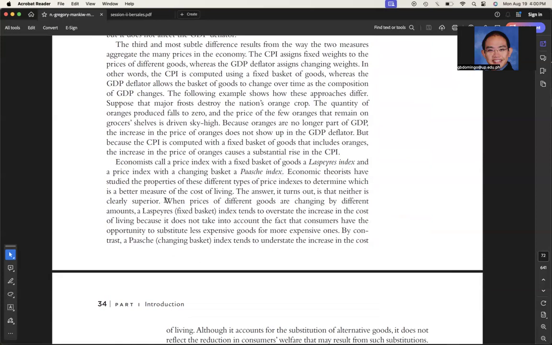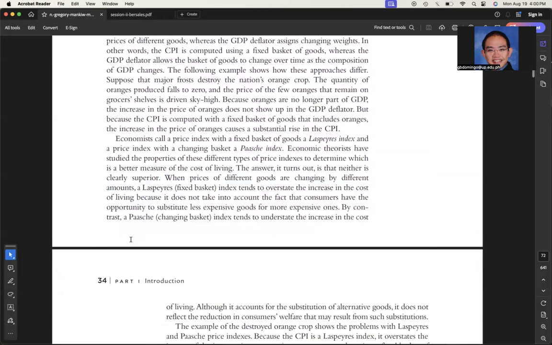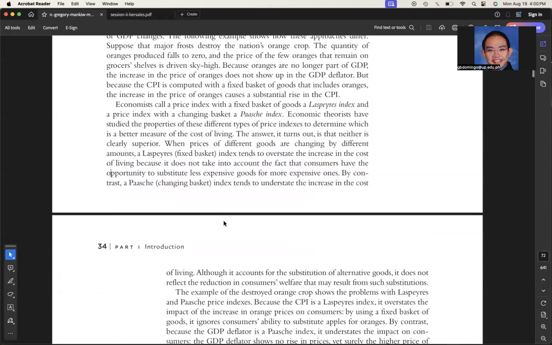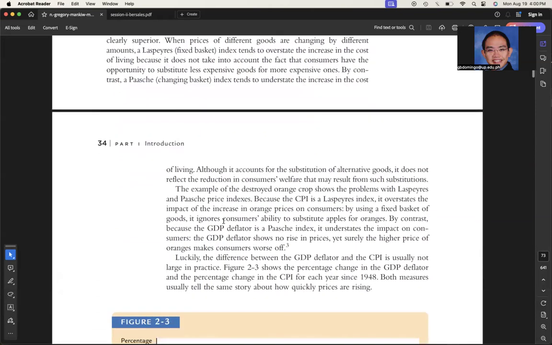So, here's the sentence I was looking for. When the prices of different goods are changing, the fixed, or Laspeyres, basket tends to overstate the cost of living because it does not take into account the opportunity to substitute. By contrast, a changing basket tends to understate the increase in the cost of living. Although it accounts for the substitution of alternative goods, it does not reflect the reduction in consumers' welfare that may result from such substitutions.